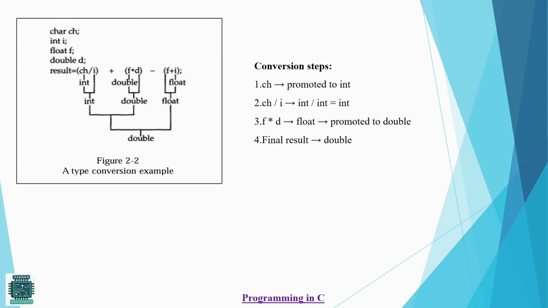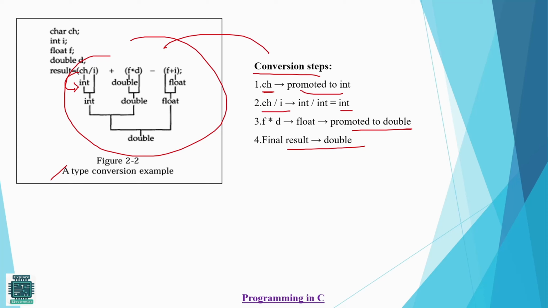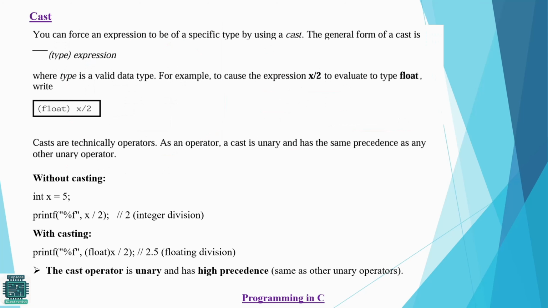Now I have taken a type conversion example. Here is the code, showing how we do the conversion. First ch is promoted to int. Ch is promoted to int, and the result is again promoted to double, and the final result we get is a double. What you are seeing here, I have also written in text format. That's it. This is about type conversion.